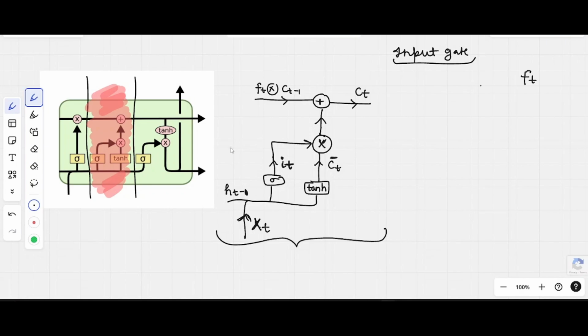Okay, so basically in the input gate we do three things. First, we calculate ct dash, that is the candidate cell state. I will tell you all the intuition behind what this candidate state is. Second, we calculate it, and third, we calculate this ct. So these are the three things that happen within this input gate, and I think it is clear.